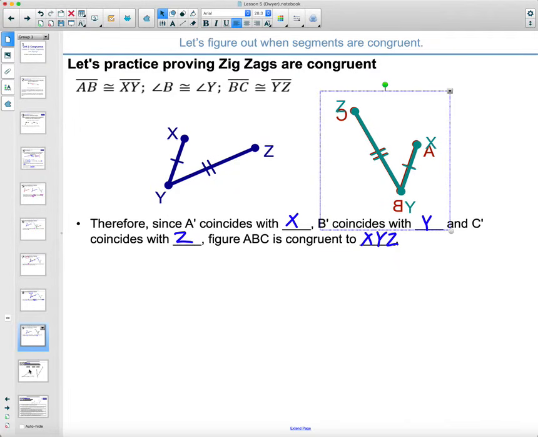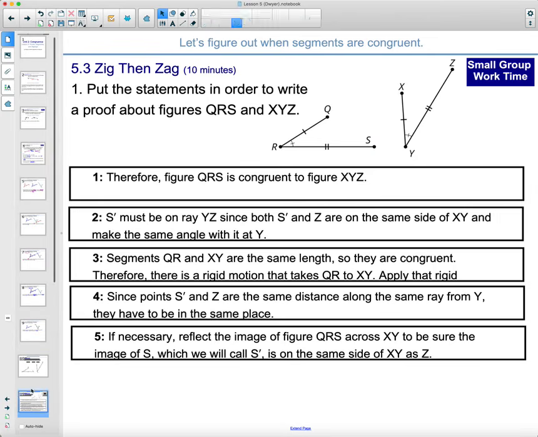Now you're going to take a look in your book, and you've got some statements here on a different set of triangles. You've got 5 statements. You want to put them in order. Which one did you do first? Which one do you do second? Which one do you do third? To prove that this one is congruent to this one. Use your time here to get these in the correct order. So pause the video and then come back.